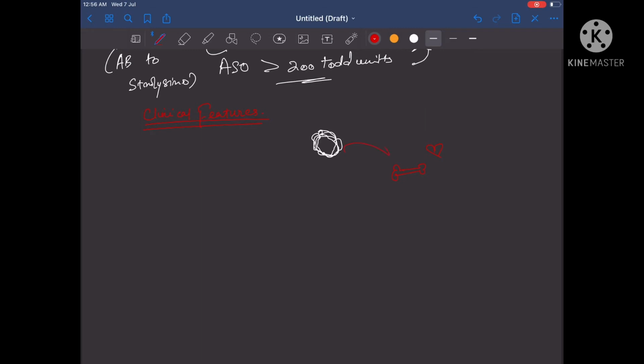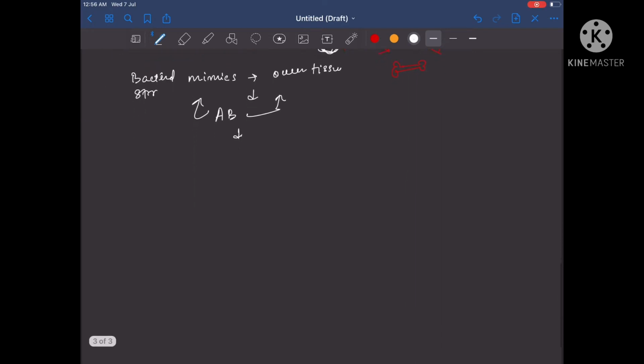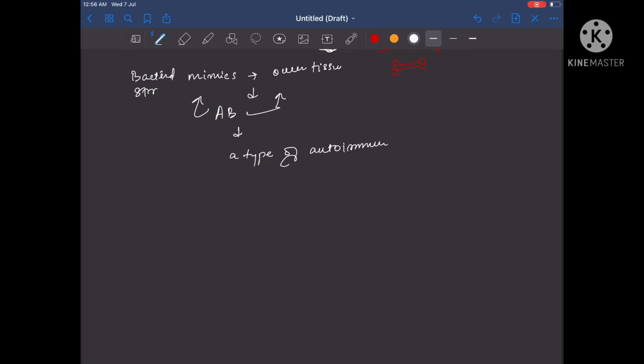I will draw a chart, and on one side of the chart there will be the bacterial component. On the next side will show what it mimics. So when antibodies are produced against the bacteria, they also cross react and attack our own cells, our own tissues. So it is a type of autoimmune attack, you can say.